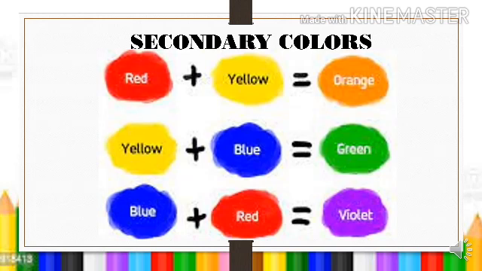Secondary colors. There are orange, green, and violet. Do you really think red is a secondary color? Yellow is a secondary color, or blue is a secondary color? If your answer is no, you are correct. They are not secondary colors. They are primary colors.